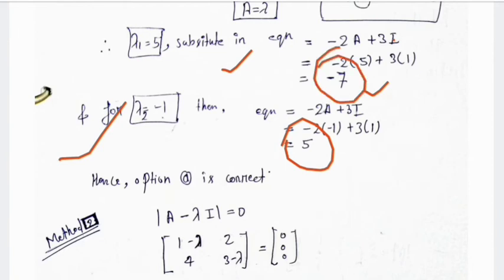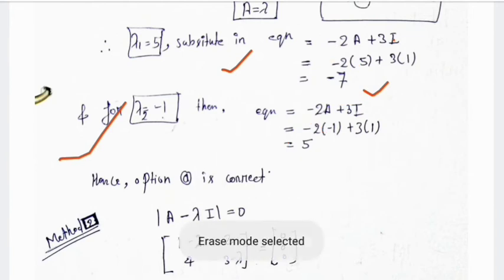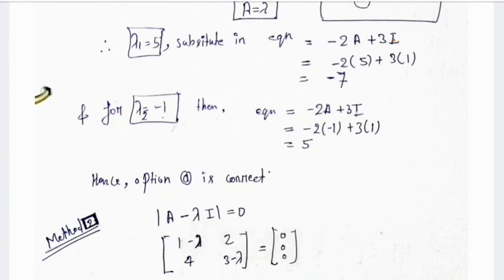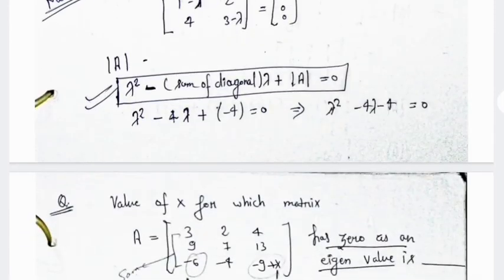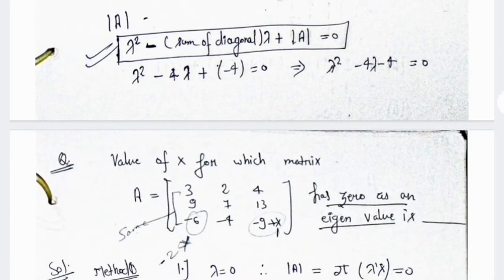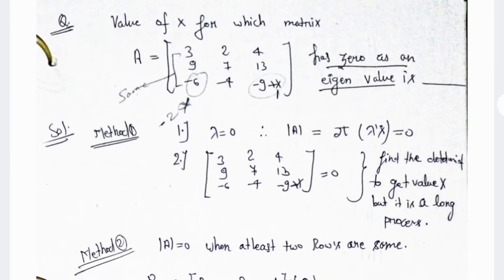Now here a second method is also given, which is very long. Using this method, we put in the values, get the characteristic equation and then find all the values, which is very long. So don't waste your time, come to the solve trick.